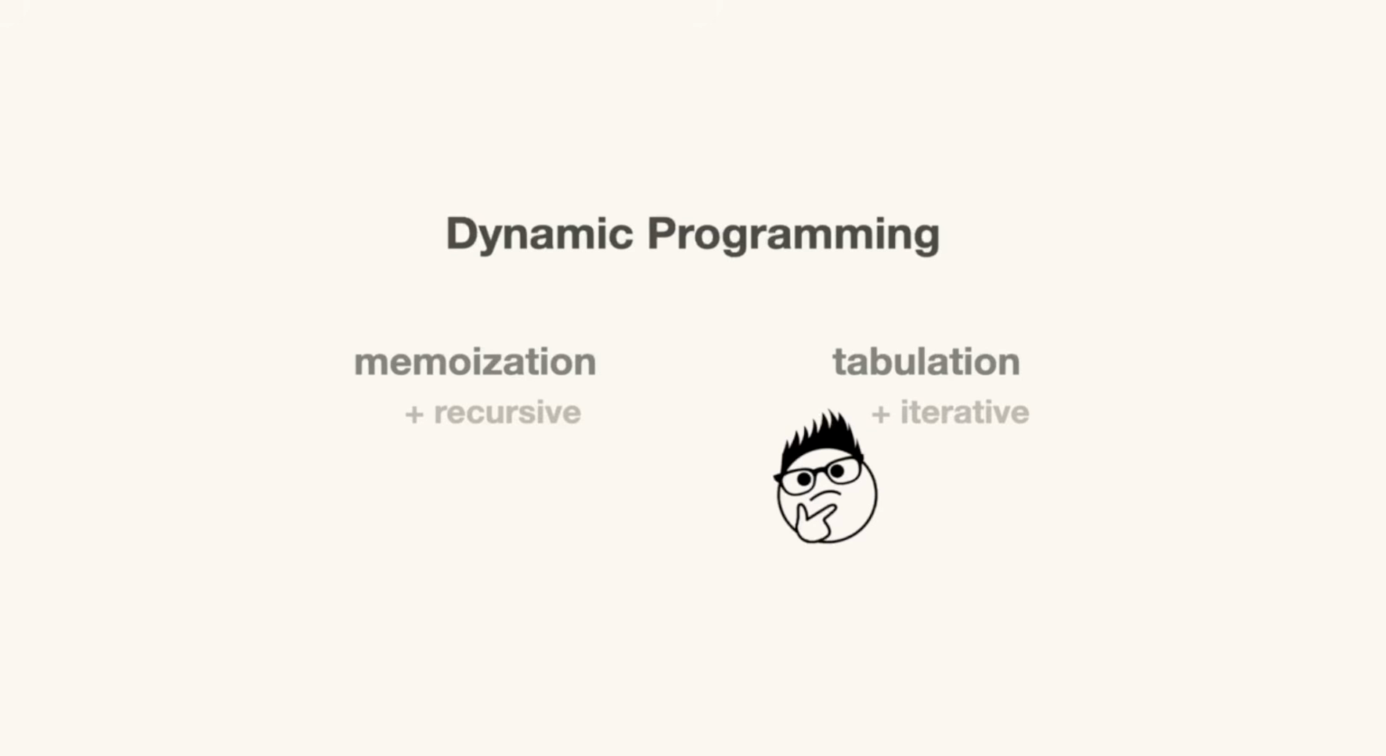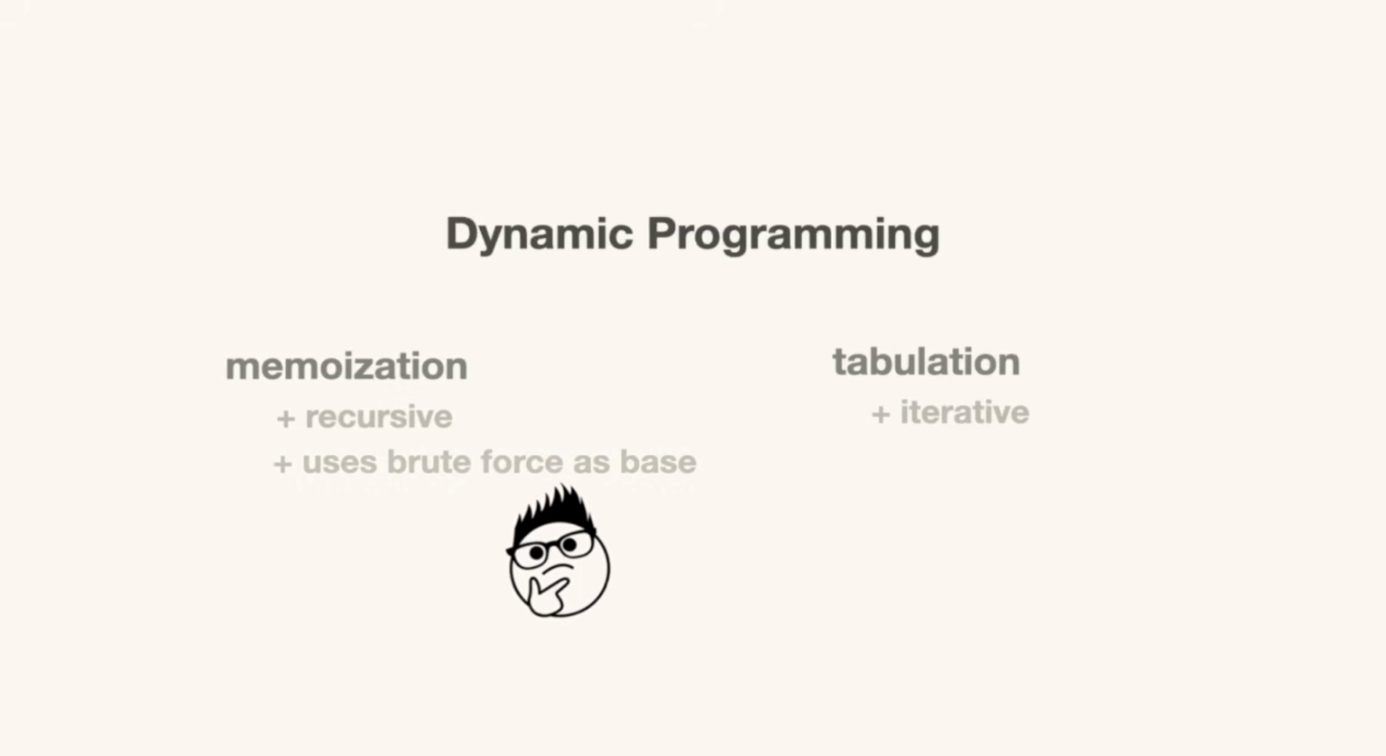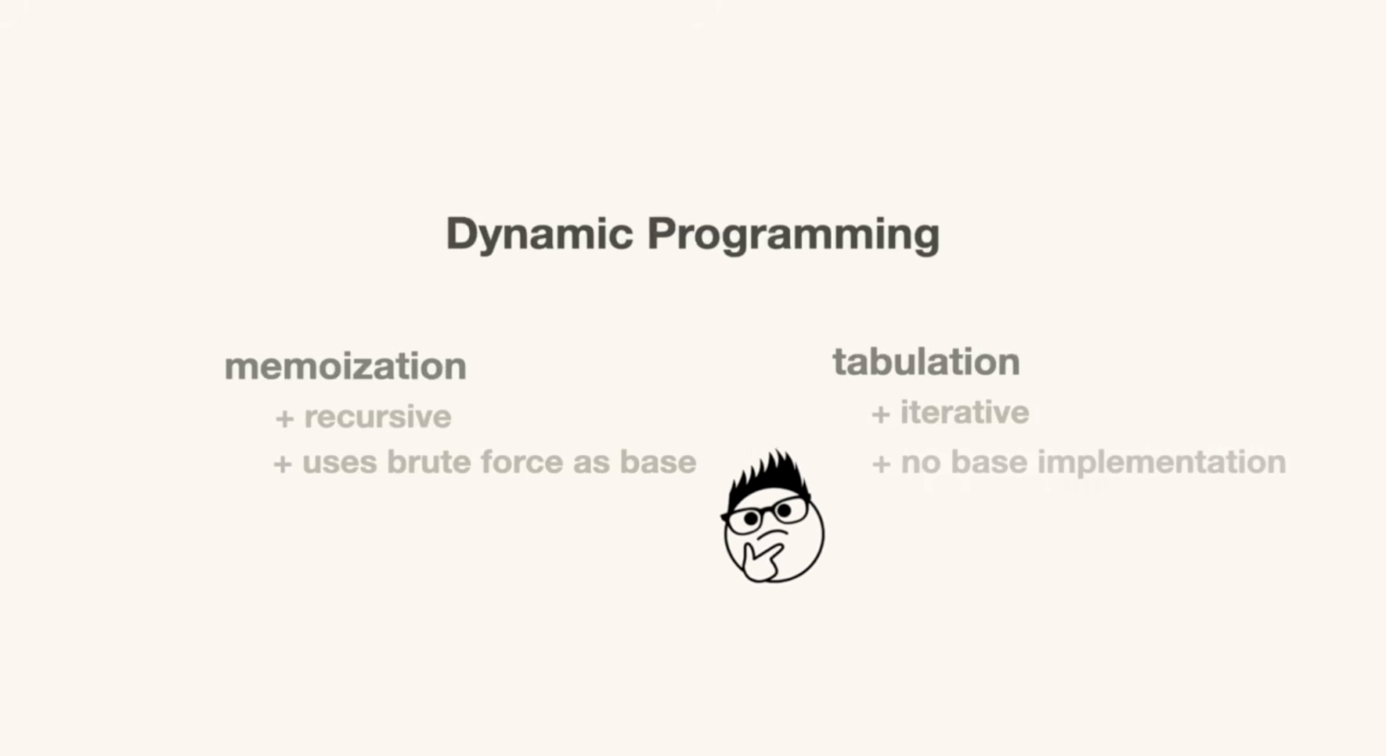So at a high level, memoization is like the recursive flavor of dynamic programming, and tabulation is the iterative flavor of dynamic programming. A more practical difference when it comes to solving these kinds of problems in interviews is that memoization actually uses a brute force solution as the baseline. And then from there, you optimize it using memoization. However, for your tabulation strategy, there actually is no baseline implementation. You really have to solve the entire optimized problem out the gate using tabulation.